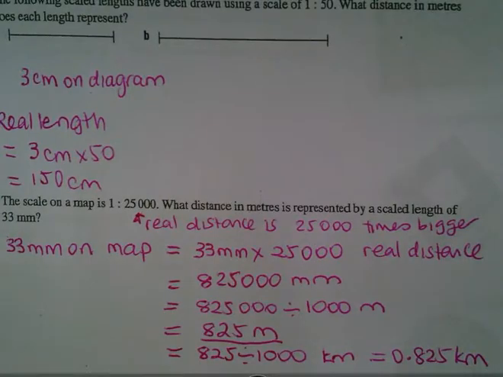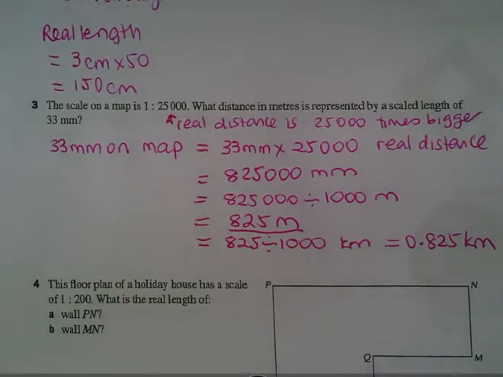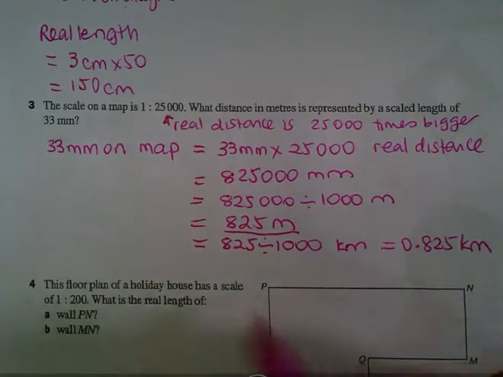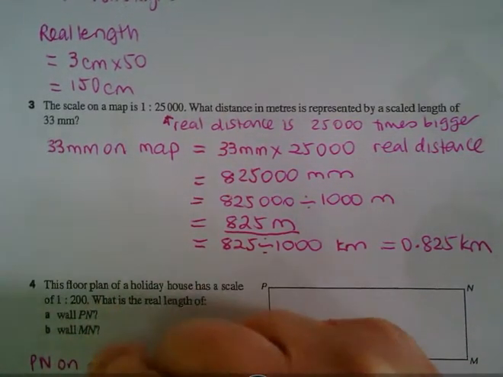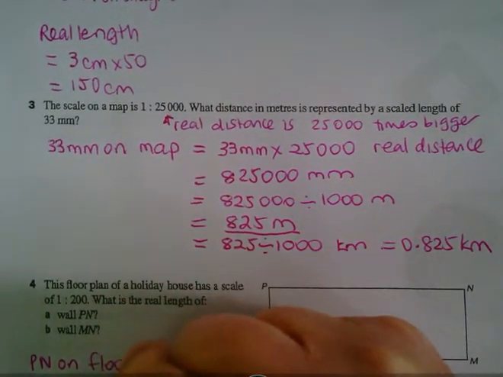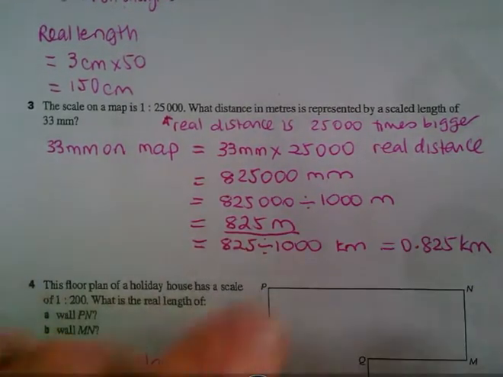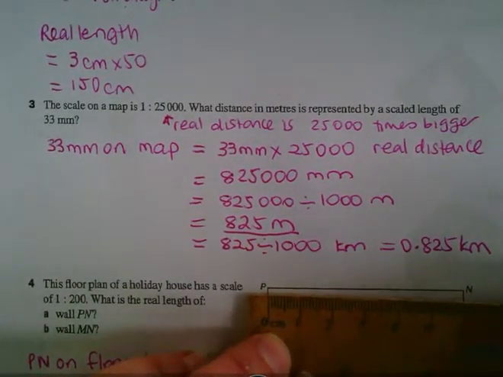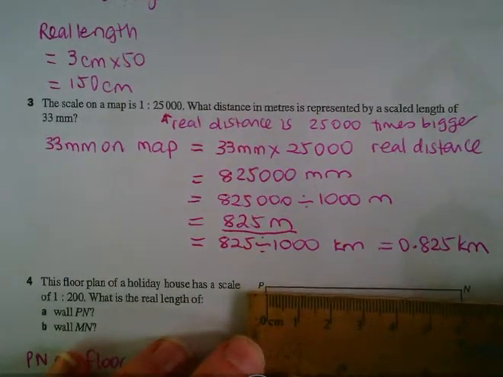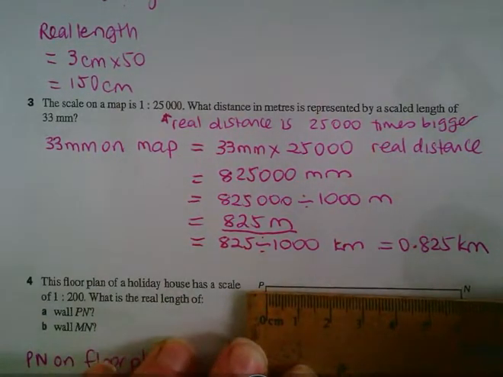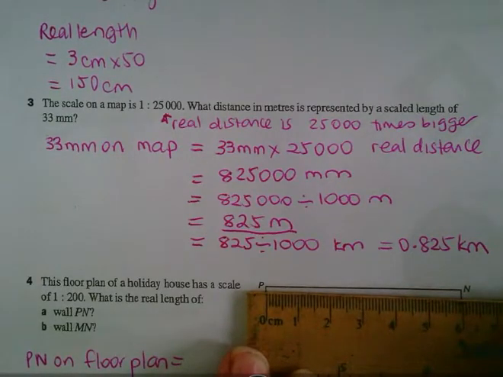Okay? Measure P. You would measure PN. What's PN? Well, I would try and do it in millimeters. So what is the real length of wall PN? So you go PN on your floor plan is, now you decide what you want to measure it in. You think it's 6? Depends what your ruler's like. I can't tell. All right, let's just do 6.